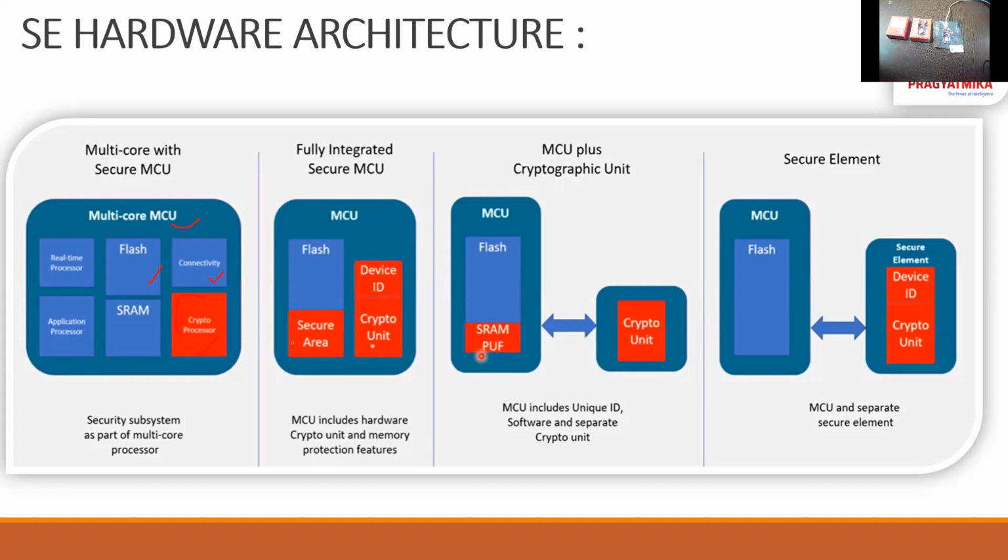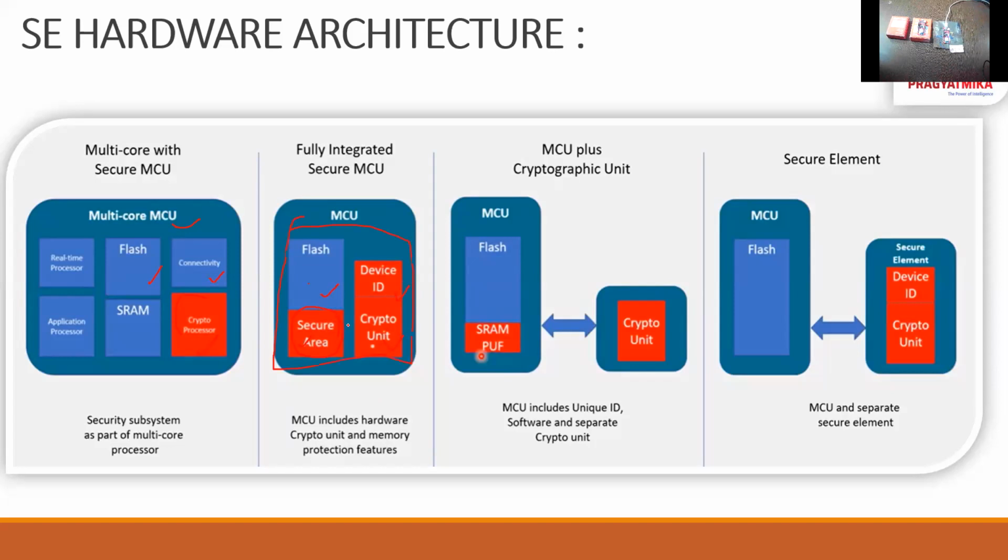Then the next architecture which is followed has the MCU, the core, the memory, and there is some secure area for keeping secured information, like the public key and private key pairs. Everything is there in the secured area. And then we have the device ID and the crypto unit, the crypto processor, separately from your core. So this is within one complete microcontroller, where we have the crypto unit separate.